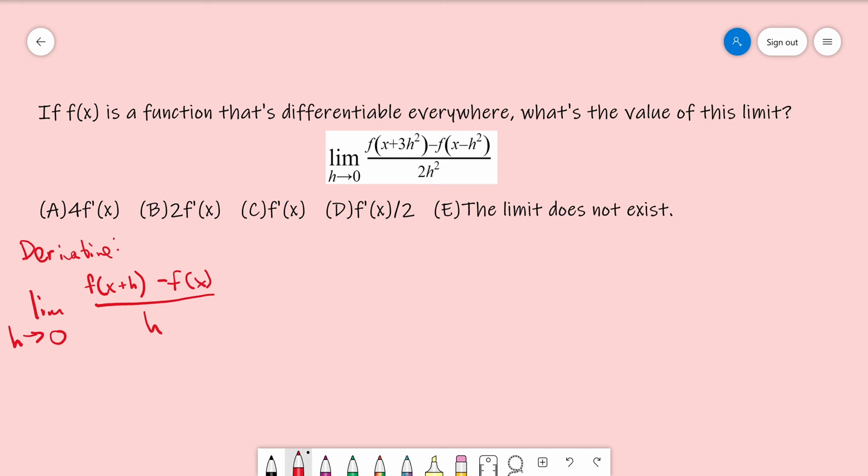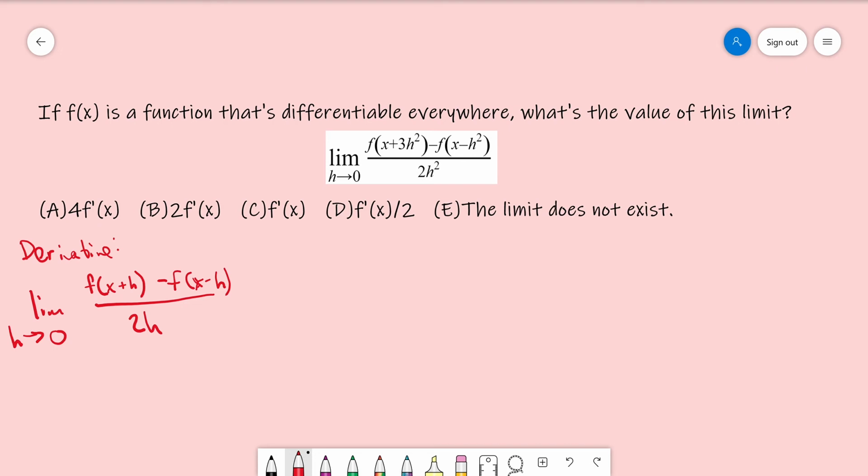An alternate way of writing this would be minus f of x minus h, but then you'd have to divide by 2h, because your run would be 2 times h, since you're taking x plus h minus x minus h, which comes out to be 2h. The h squared here might throw you off, but if you do a substitution like u equals h squared, you just get the same thing again.